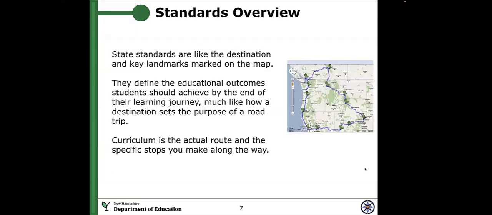Another way to think about it is like a road trip, where state standards are like the destination and key landmarks on a map. They define the educational outcomes that we should achieve. Thinking in terms of a trip, if we have stops planned along the way, those stops are sort of mini outcomes along the way, leading to creating the full trip. But when we think of curriculum, we're thinking in terms of the entire experience. It's the route you take, the choices you make about the stops and why you're going to make those stops, or what you do with those stops. And so just another way to think about the relationship between standards and curriculum.